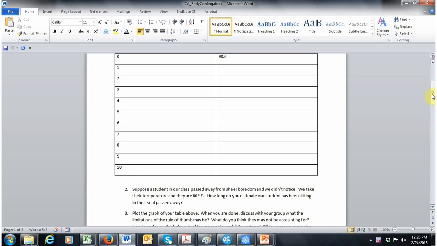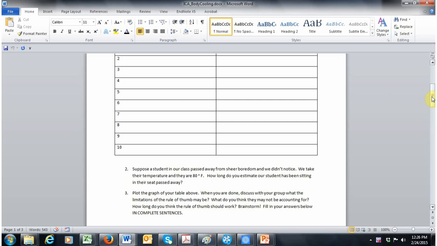Now when you plotted the graph up at the top and you looked at the graph with your classmates, you should have thought, well, obviously this wouldn't actually keep going forever and ever. So I'm going to ask you now to think about what would happen. Would the body eventually freeze?